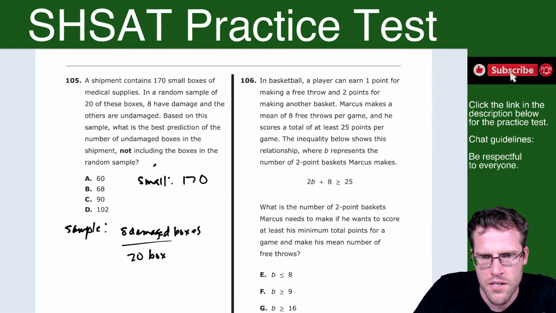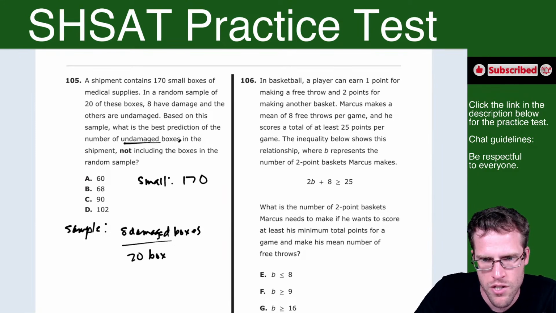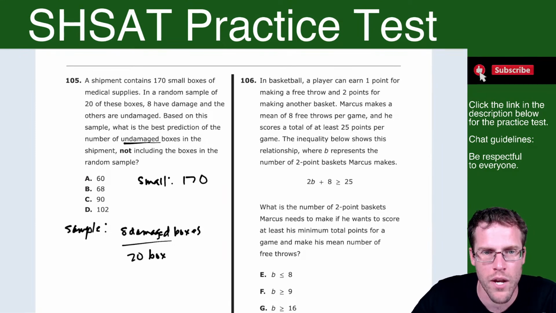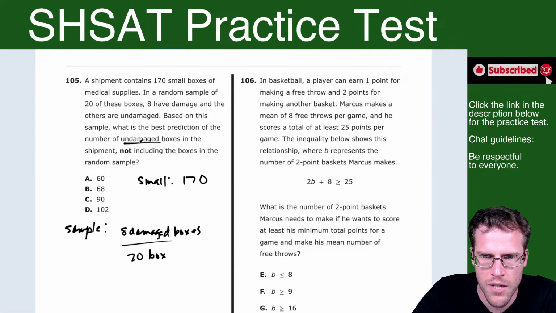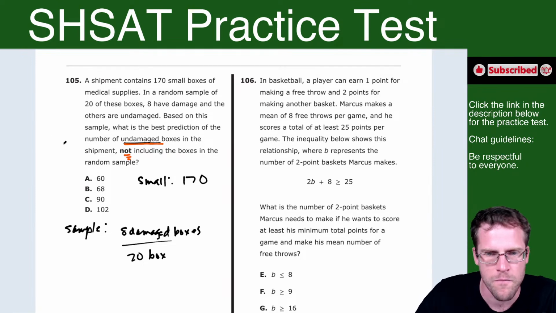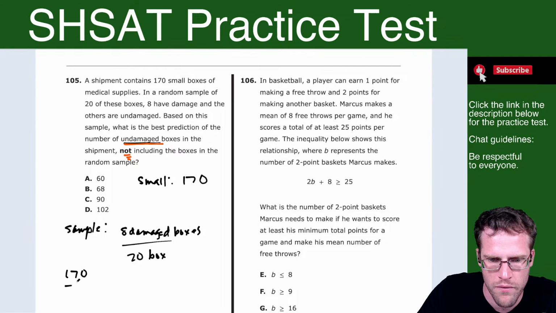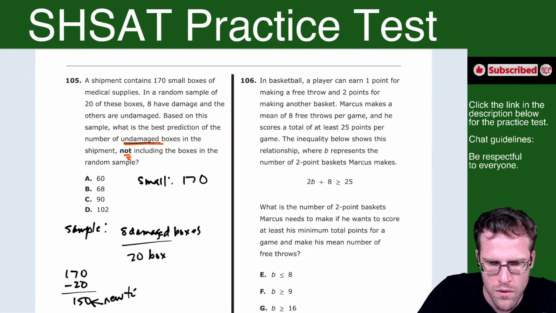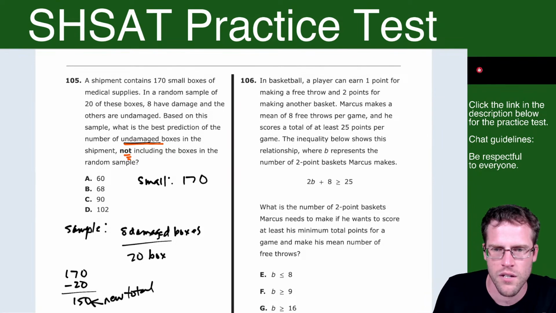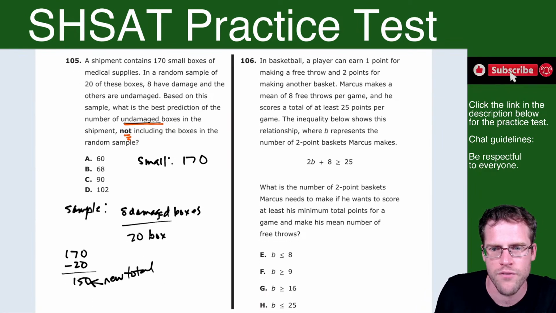Okay, based on this sample, what is the best prediction of the number of undamaged boxes in the shipment? Wow, so double whammy here. What is the best prediction of the number of undamaged boxes in the shipment, not including, so they were nice to put that in bold, the boxes in the random sample. Okay, well, there was 170 small boxes, but you see what they did? They just took away 20 of them. So this is our new total. But 8 out of 20 is the ratio we have to work with here.